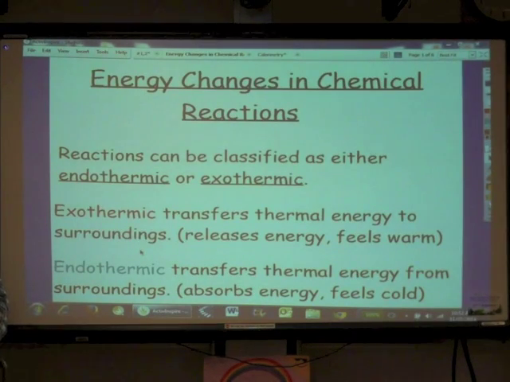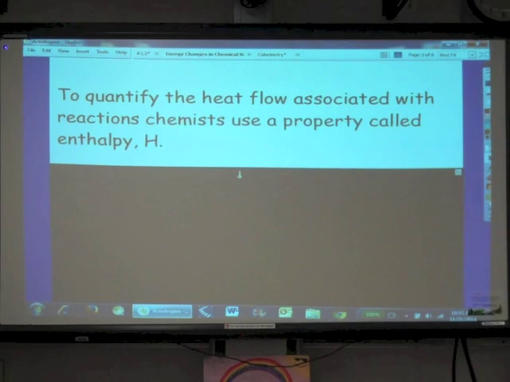Okay, now we need to get a little more in depth about what's happening. So to quantify the heat flow associated with reactions, chemists use a property called enthalpy, which we abbreviate as H. I think the easiest way to think of this property is a vibrational instability.